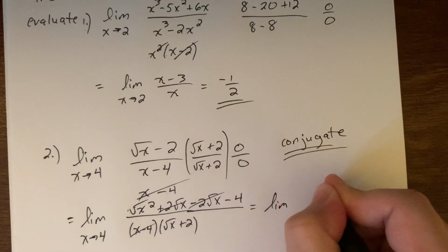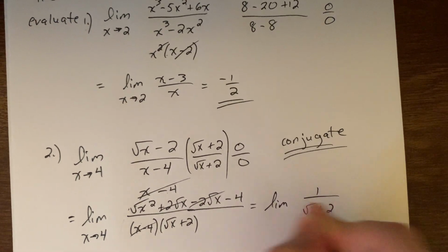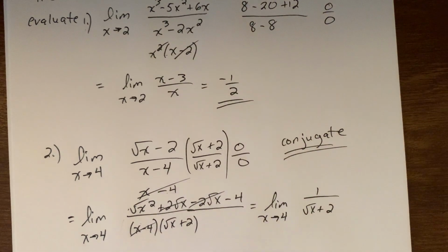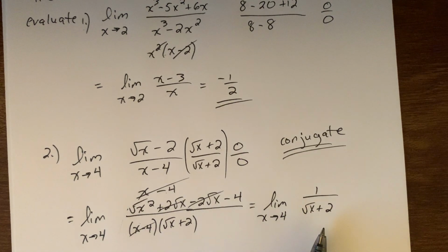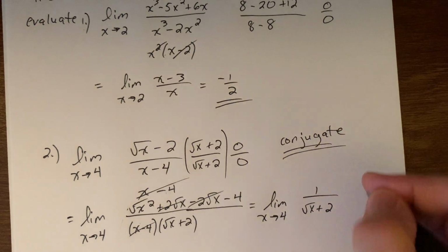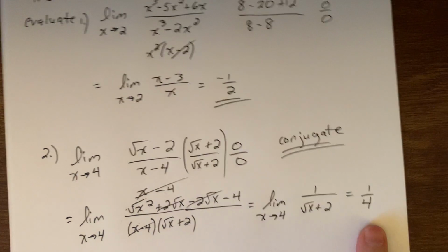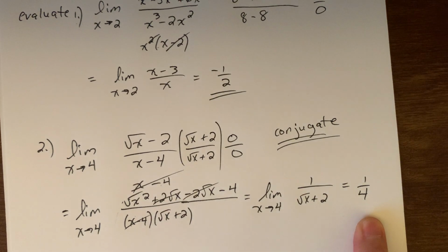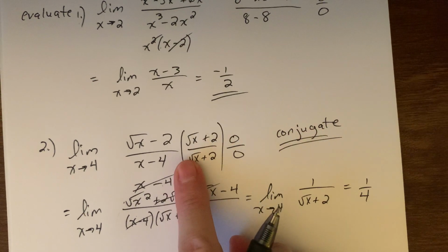This leaves me with 1 over radical x plus 2 as x approaches 4. Still have my limit notation, and now I've simplified a lot. I'll retake my limit. 1 over radical 4 plus 2 will give me a final answer of 1 over 4. That's a tough one, everybody.